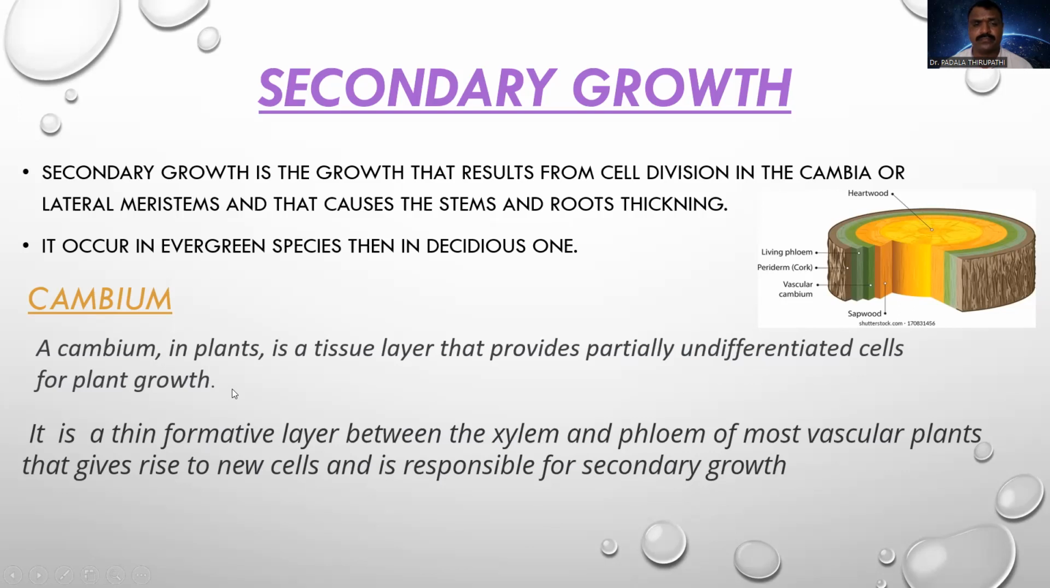Generally, based on the presence and absence of this cambium, if the cambium is present, it is called the open type, and if the cambium is absent, it is called the closed type of vascular bundles.